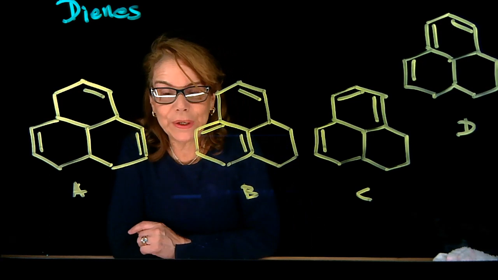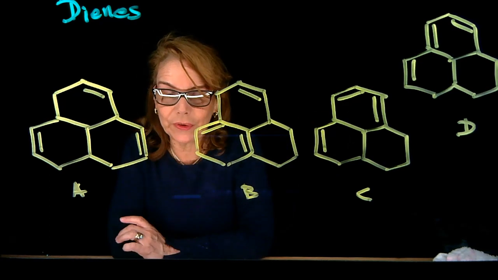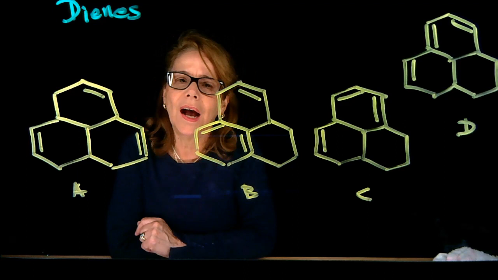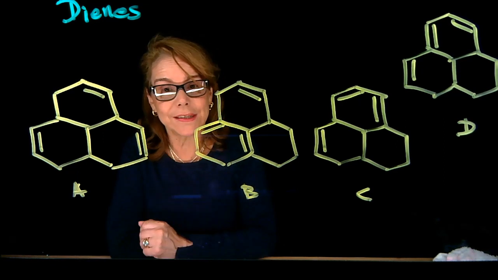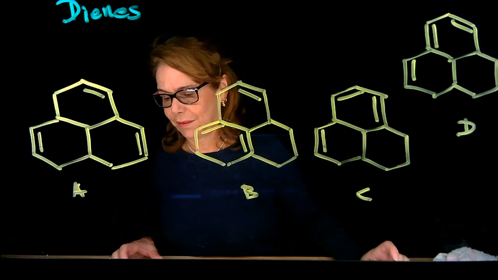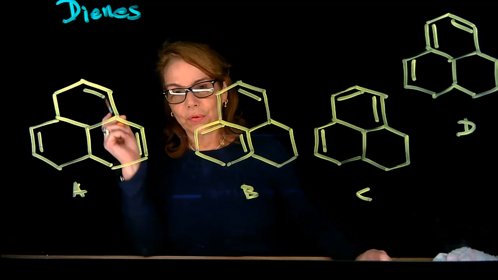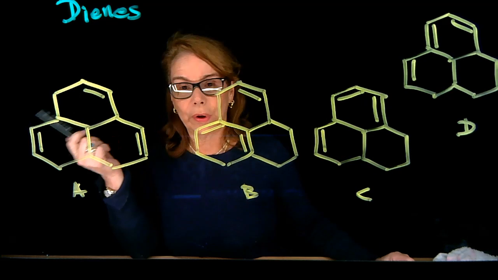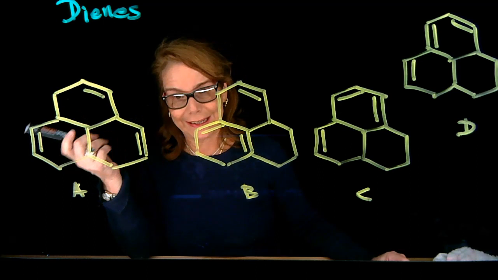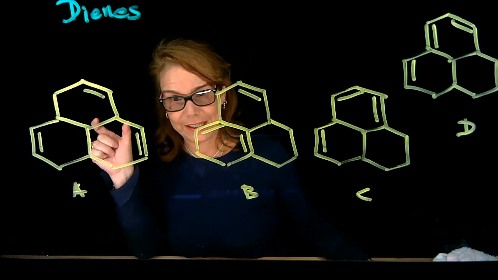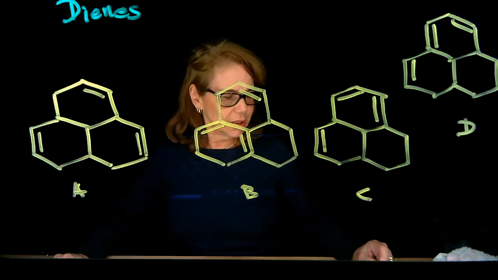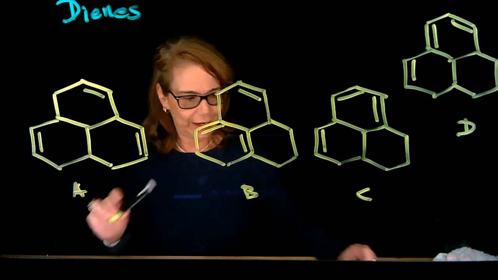In this problem, we need to rank these molecules in order of, say, decreasing stability, or you can say increasing heat of hydrogenation. To do that, we're going to be analyzing whether we have conjugated and isolated systems, and also the degree of substitution of the double bonds. So let's see what happens in molecule A.